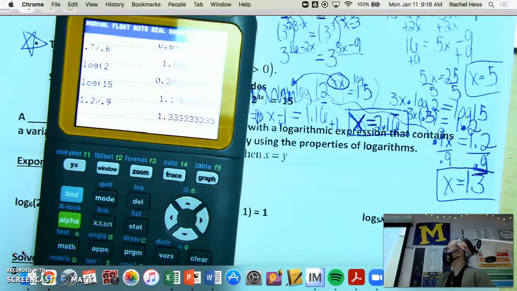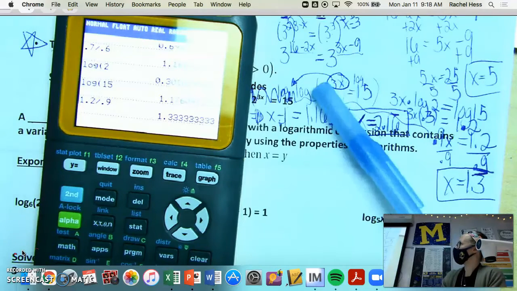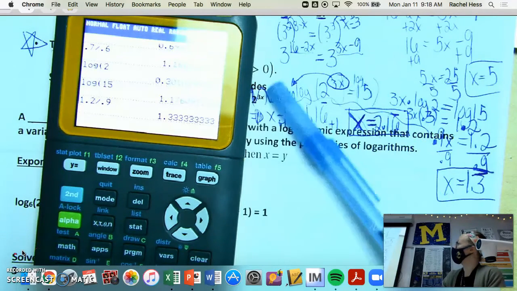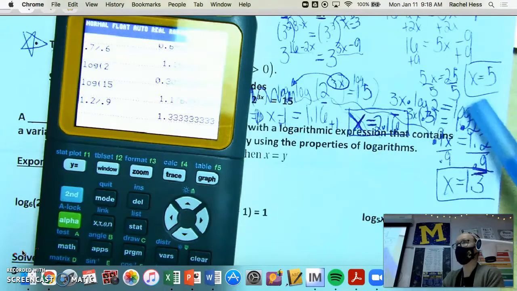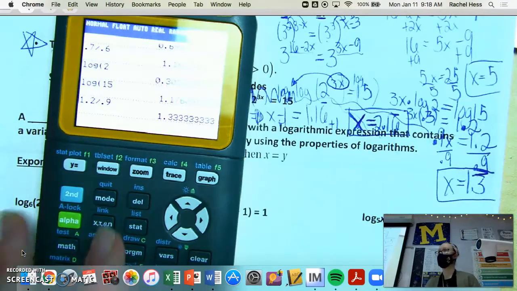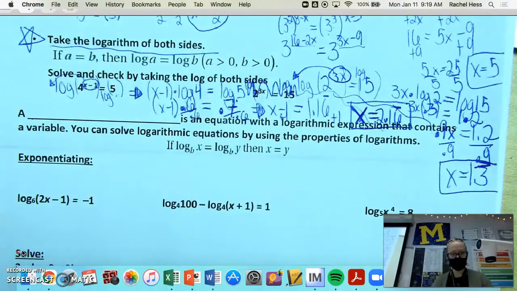So once again, I think the tricky part is knowing when you take the log of both sides that you have to bring that exponent out front, and then the new part is just plugging things into your calculator, right? Otherwise, kind of the same thing.